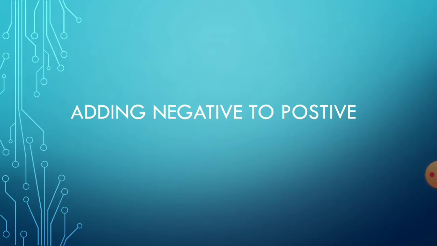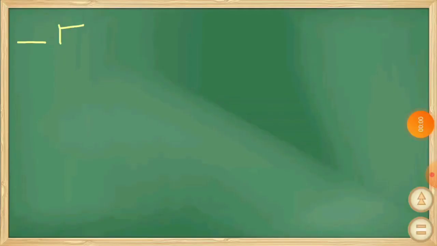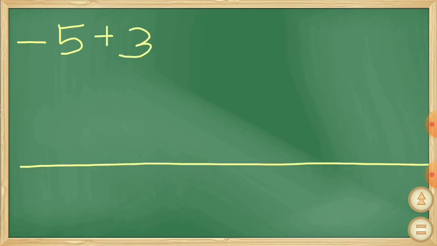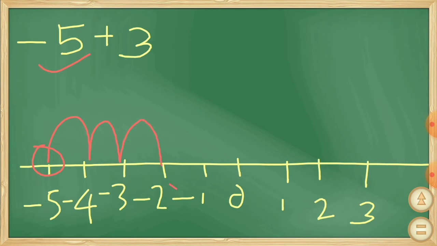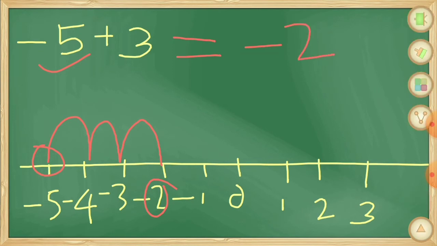Moving on, next, adding negative to positive numbers. That is, whenever our first number is a negative number and the second number is a positive number, that is minus 5 plus 3. So we make a number line and mark it up on both sides, on the negative as well as the positive side. So here we have marked it up to minus 5 on the negative side and 3 on the positive side. So minus 5 is located first, and then plus means moving towards the right. That means we get minus 2. So minus 5 plus 3 becomes minus 2.